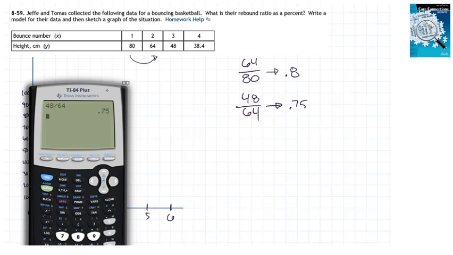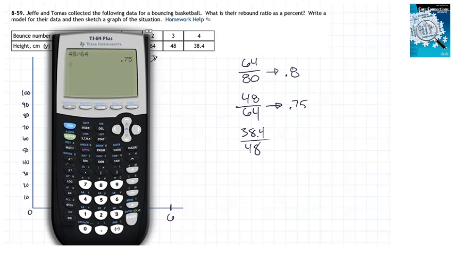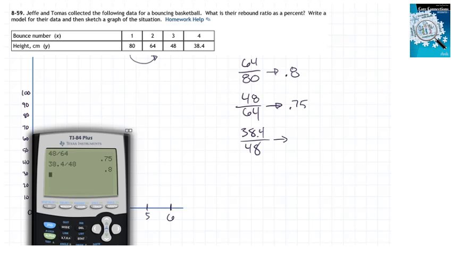And if I go another bounce, let's look at that one. 38.4 divided by 48. So let me see here. 38.4 divided by 48. That gives me, oh, that's back to 0.8. Well, that's interesting. Two of these have rebound ratios of exactly 0.8 and one's at 0.75.